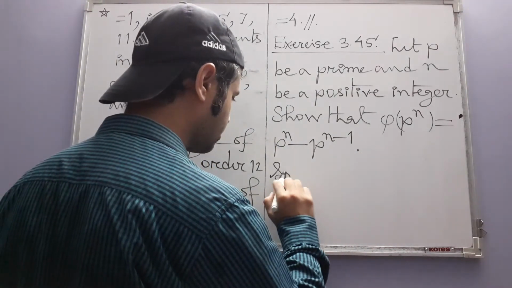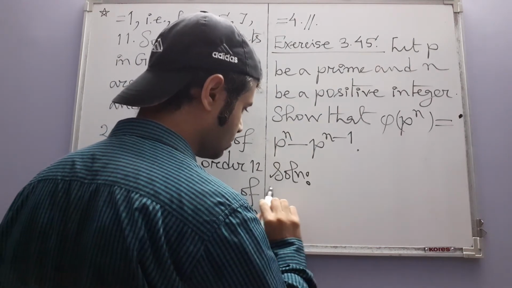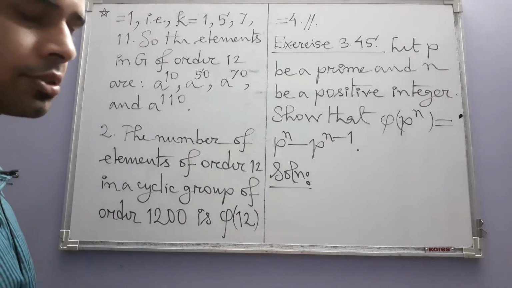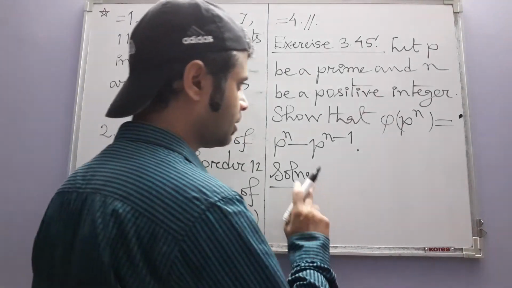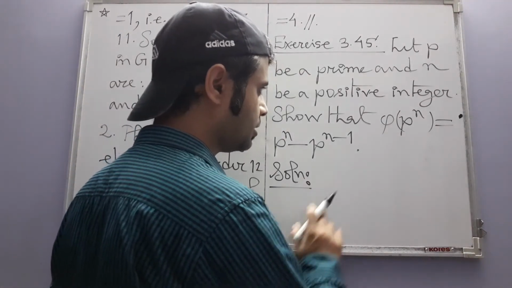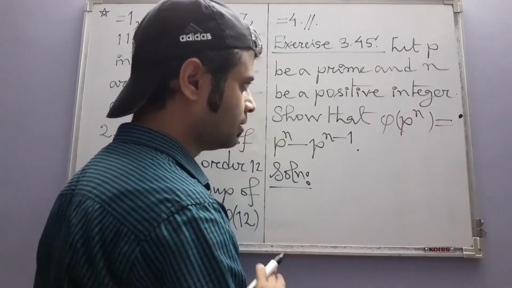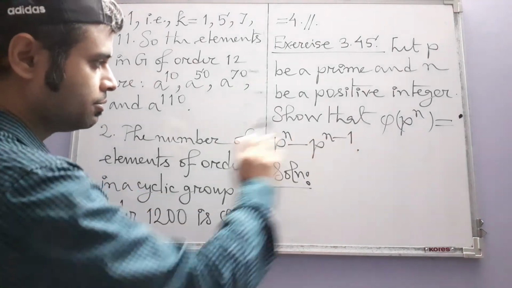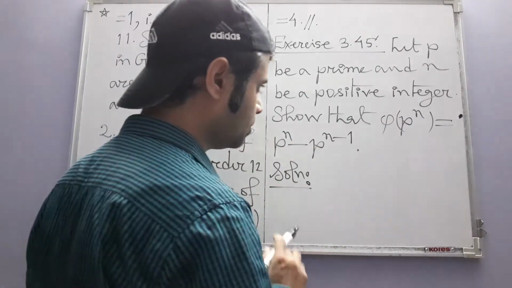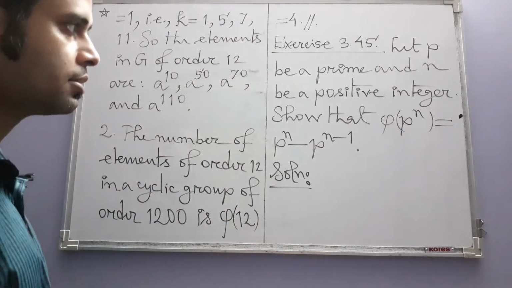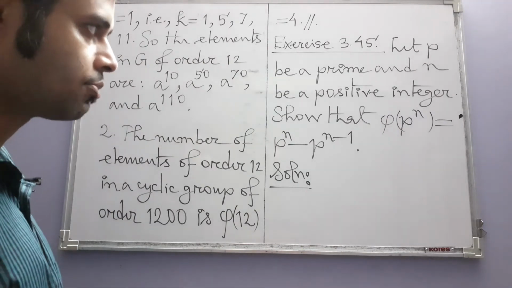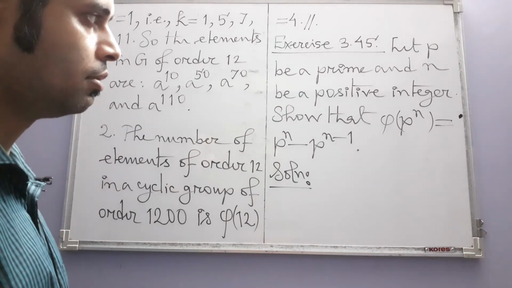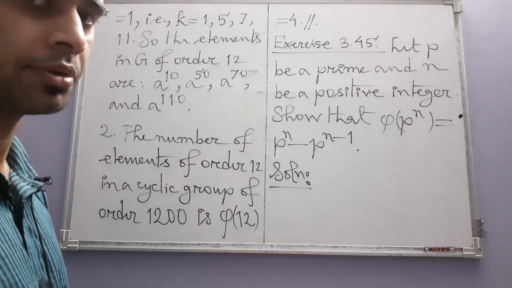So this is not a very difficult one. What do we have to show? We have to show that the number of positive integers less than p to the power n and relatively prime to it is equal to this. So we will prove this by looking at how many positive integers there are which are not relatively prime to p to the power n.